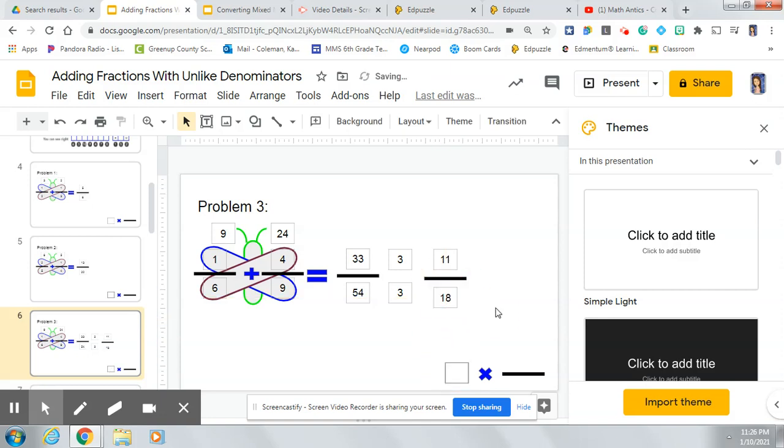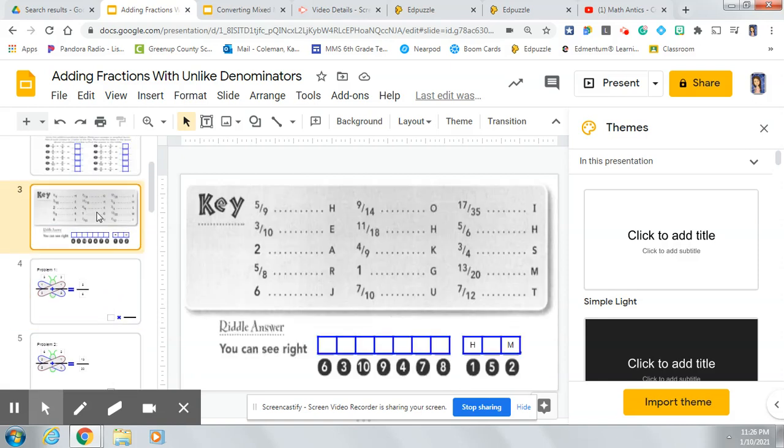I have to think, is that simplified? Yes, it is simplified. 11 is a prime number. You can only divide it by 1 and itself, so it can't have a common factor that you can divide both by, other than 1. And again, 1 would not change anything. So now I'm going to look for 11 over 18. Find it here, and that answer is H. So 3 is H.